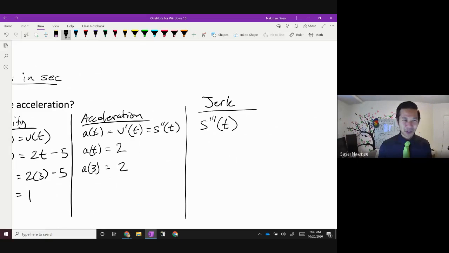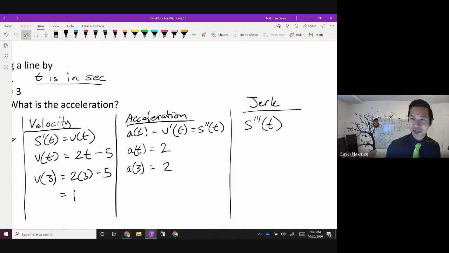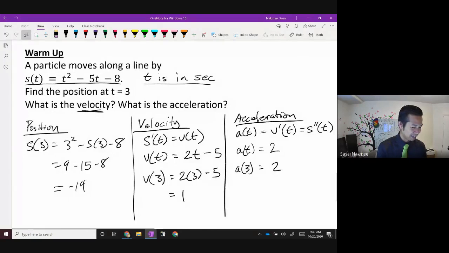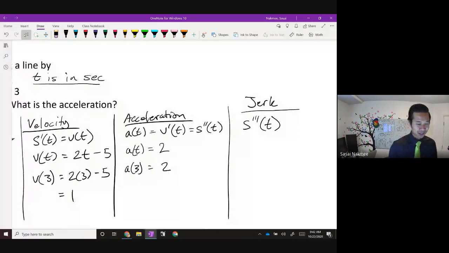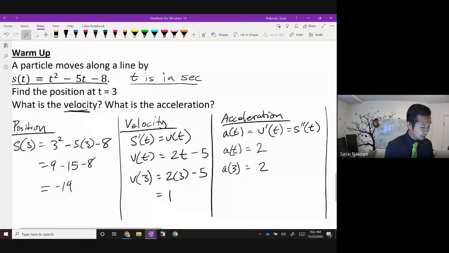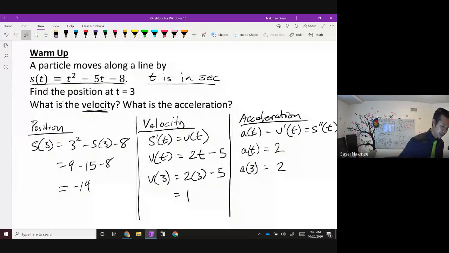A weird phrase, right? The third derivative of the position function is called a jerk. What is that? Oh, it's a jerk. You're a jerk. All right. Anyways, if you're ever asked, what's the jerk at a specific time? Just take the third derivative of the position function, and you'll be able to take a look at that.